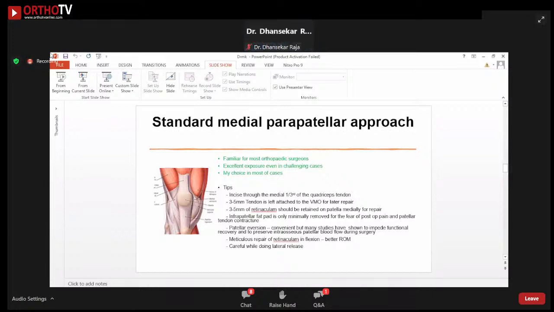When you do the medial parapatellar approach, and if you require a lateral release for aligning the patella, you have to be doubly careful, because you are already compromising the blood supply from the medial side, and you will be putting another incision on the lateral side, so the patella may become totally avascular. So that has to be taken care of.